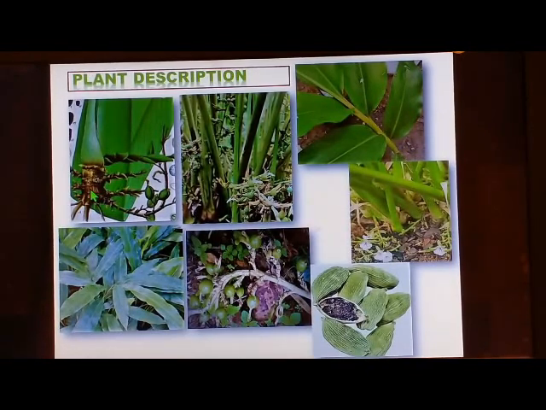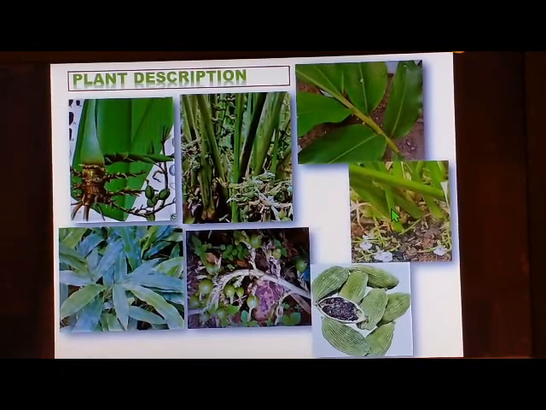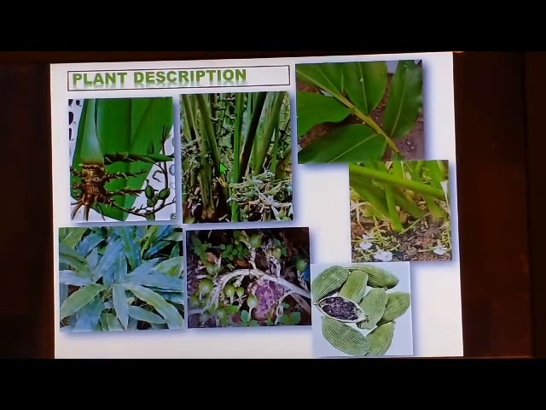And how are they formed? They are formed by overlapping leaf sheaths. You can see these pseudostems are formed by the overlapping leaf sheaths, and they are about 2 to 4 meters in height.